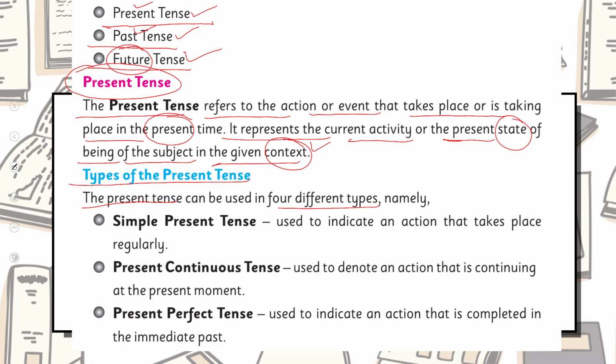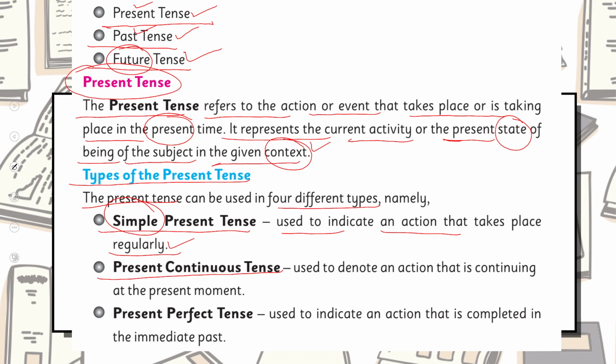Let's talk about the present tense, which can be divided into 4 different types. What are they? Simple present tense. Simple means this is really simple. It is not continuing, it is not completed. This is just simple. It is used to indicate an action that takes place regularly. Regularity is key.